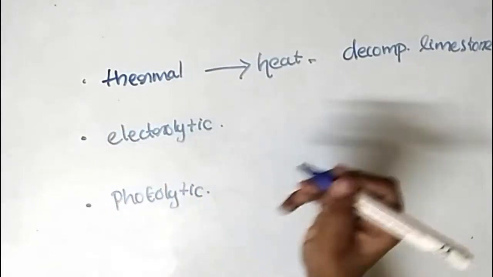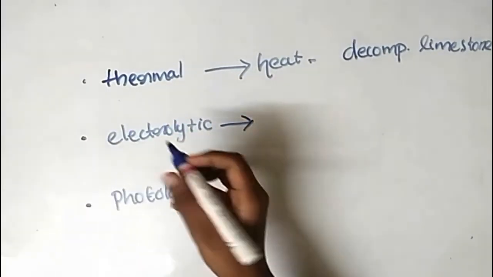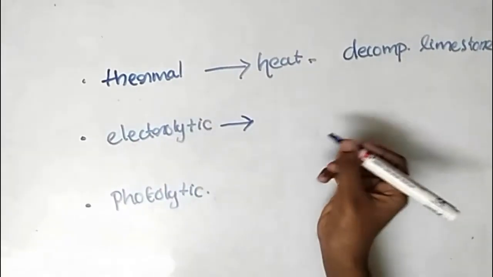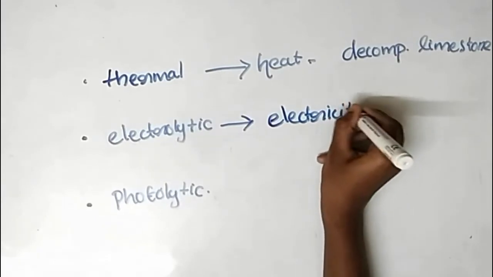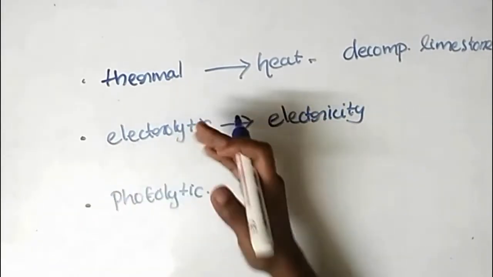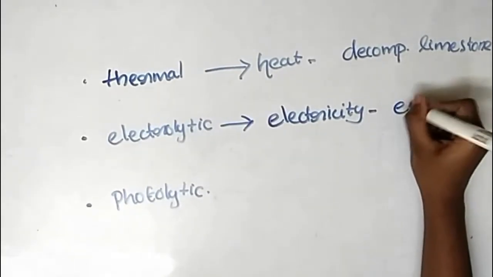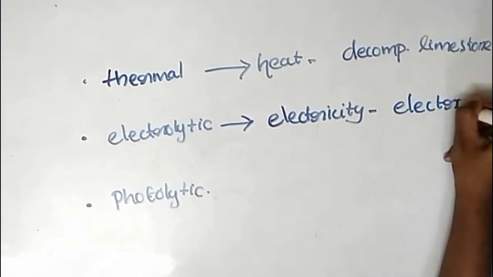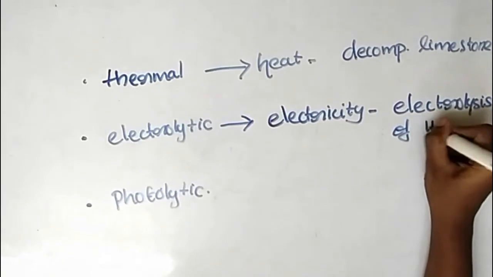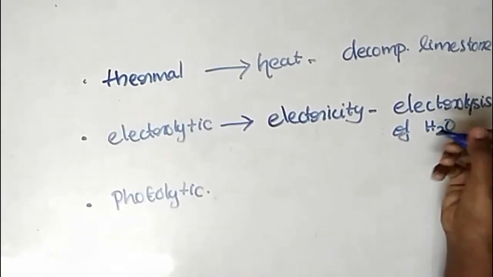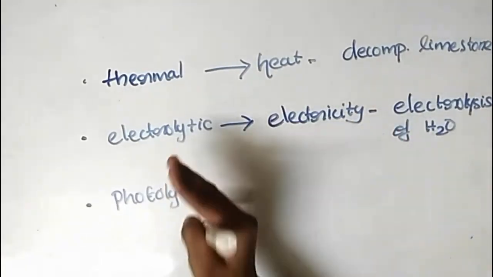Now we are going to discuss electrolytic decomposition. When decomposition of the reactants occurs by passing electricity, it is called electrolytic decomposition. The best example for electrolytic decomposition is electrolysis of water. So what do you know about electrolysis of water? When electricity is passed through the water, it decomposes to H2 and O2.